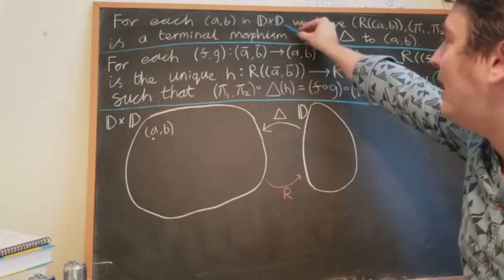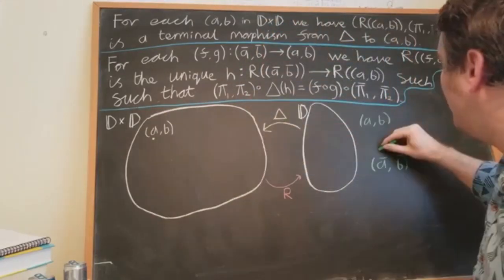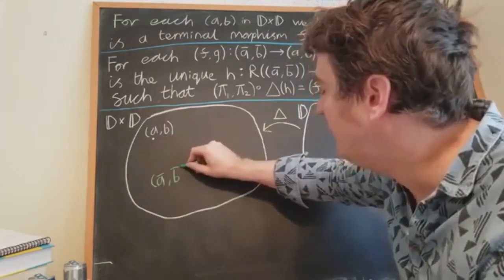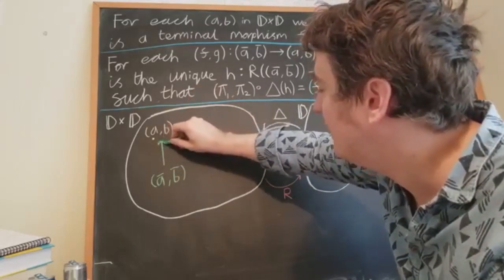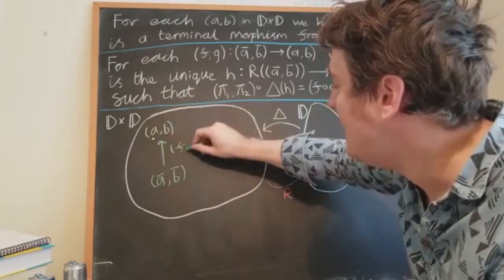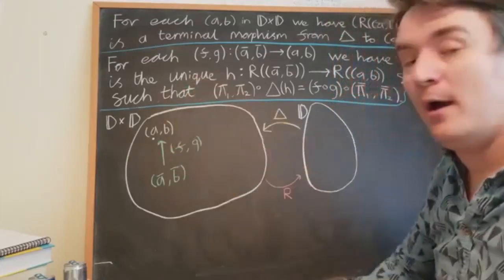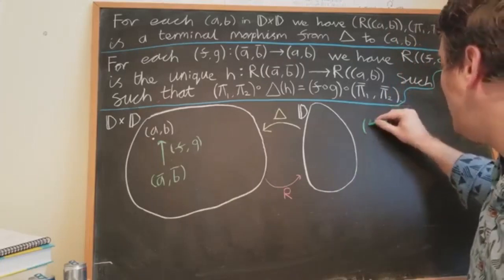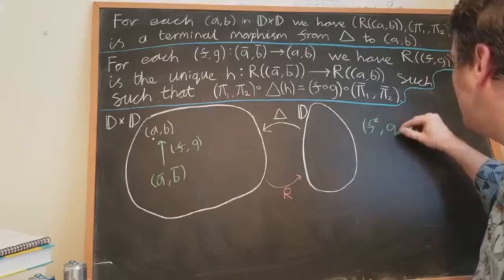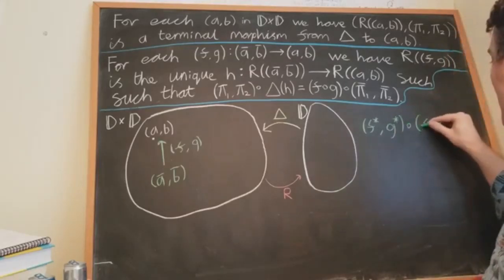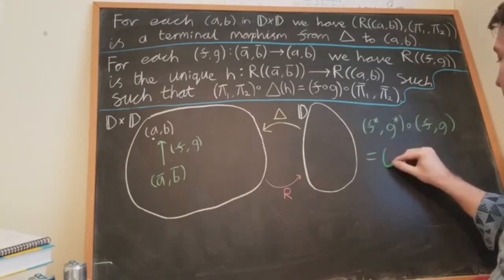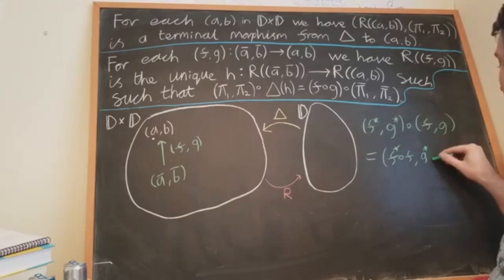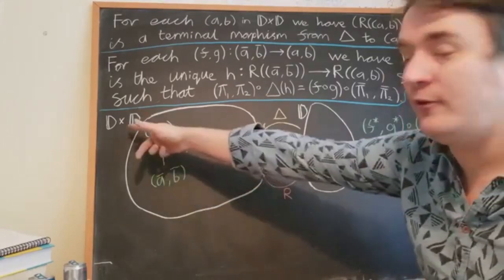So let's go through it. Firstly, we have D times D. So what's D times D? The objects of D times D are going to be pairs of objects, an object from D paired with an object from D. And the arrows are going to be pairs of arrows, an arrow F from A bar to A, and an arrow G from B bar to B, okay? The way that we compose arrows is, for example, (F star, G star) after (F, G) is going to be F star after F, G star after G. Okay, so that's the way this category D times D works.